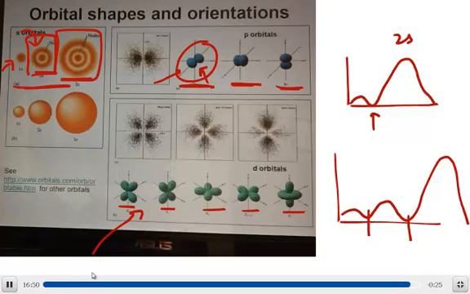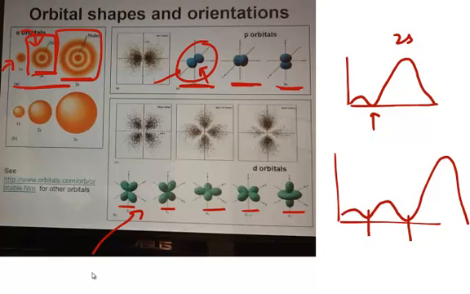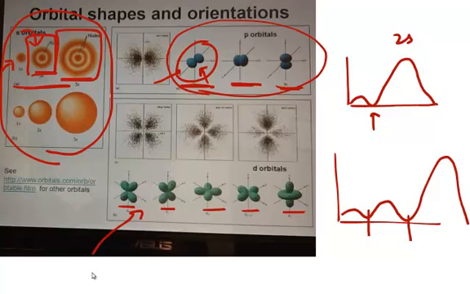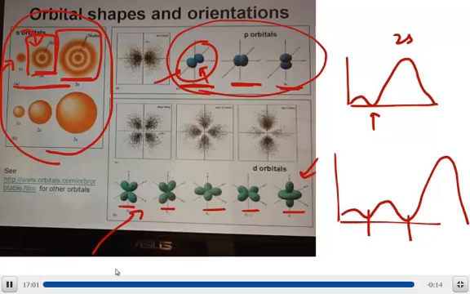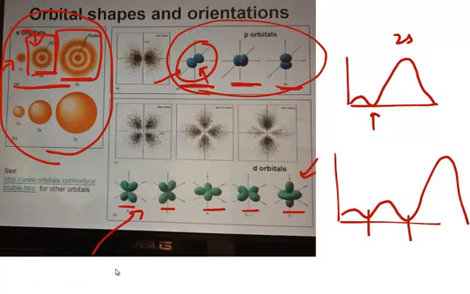So what I want you to take away from here is that for shapes, you want to remember the shapes of the s orbitals and the p orbitals. The d orbitals you don't need to remember. You just need to know that there are 5 d orbitals and 7 f orbitals. Those are things you need to keep in mind. But aside from that, you just need to understand how to interpret the meaning of these radial probability functions as well as the electron density map.